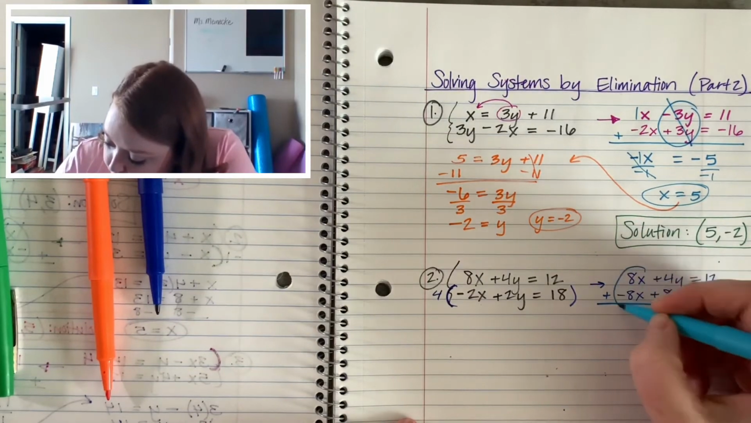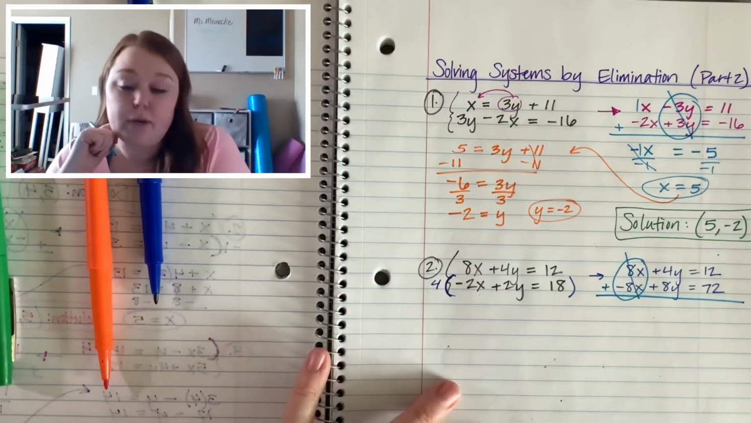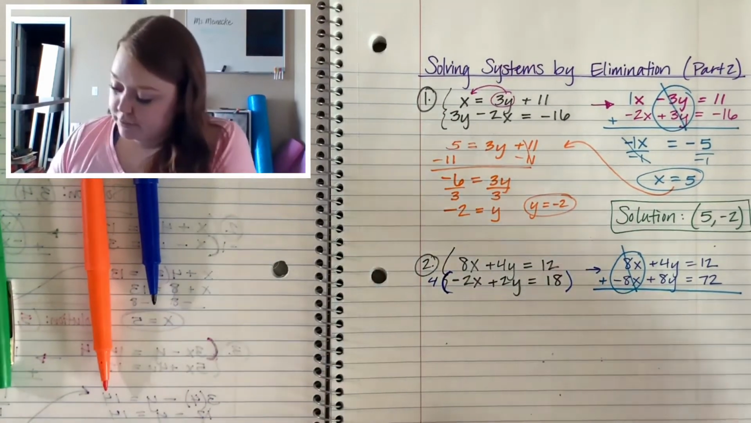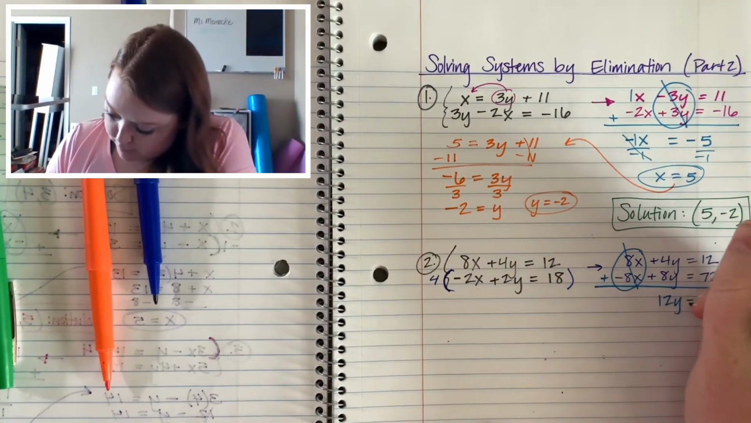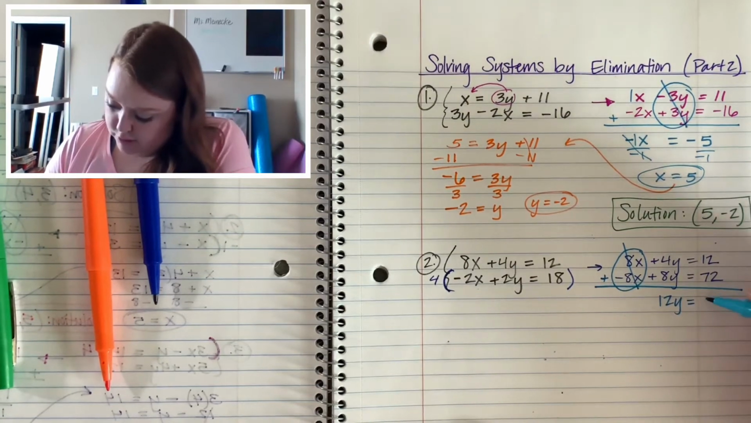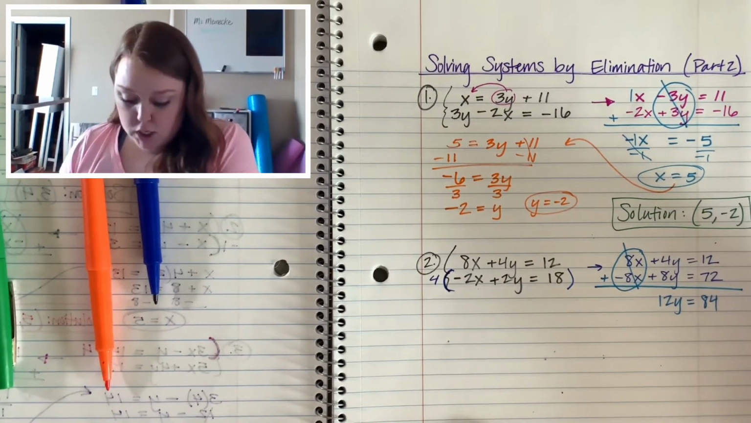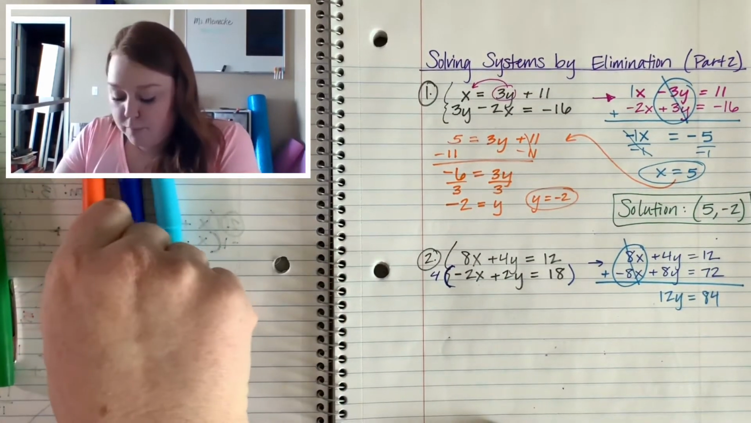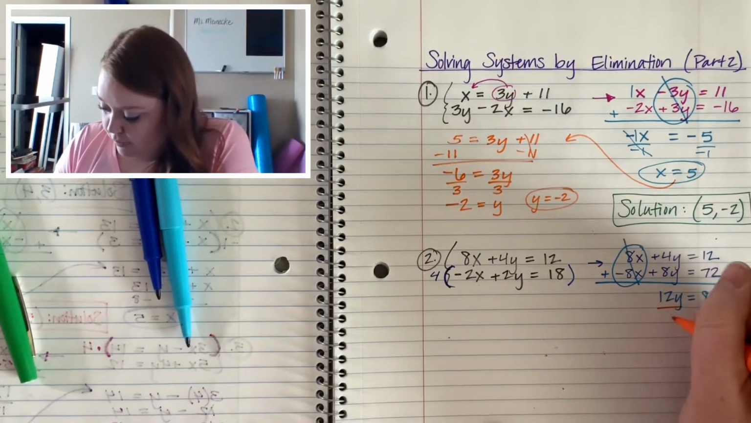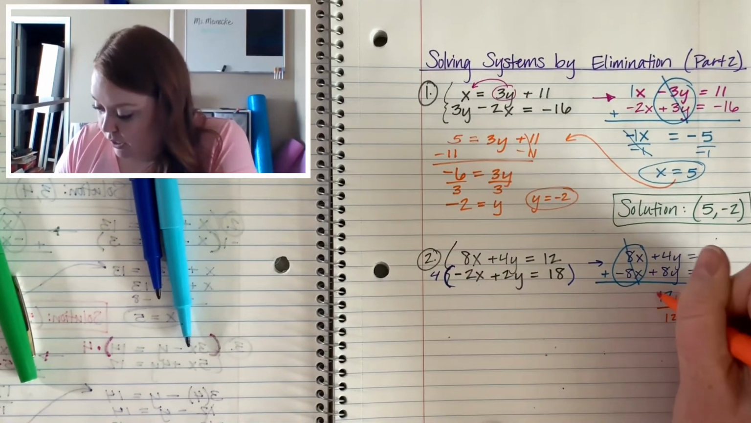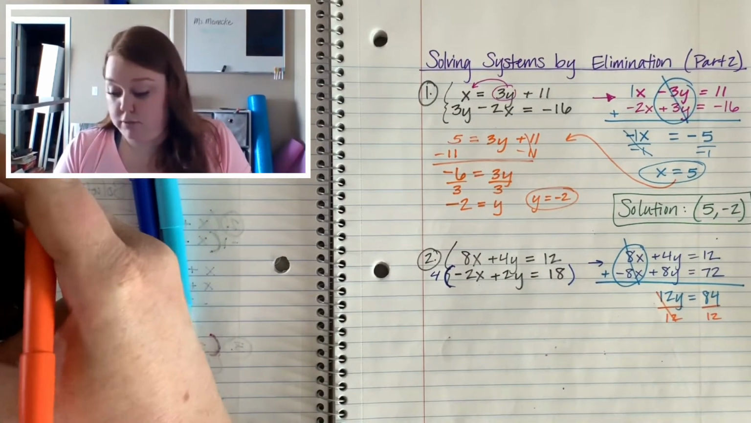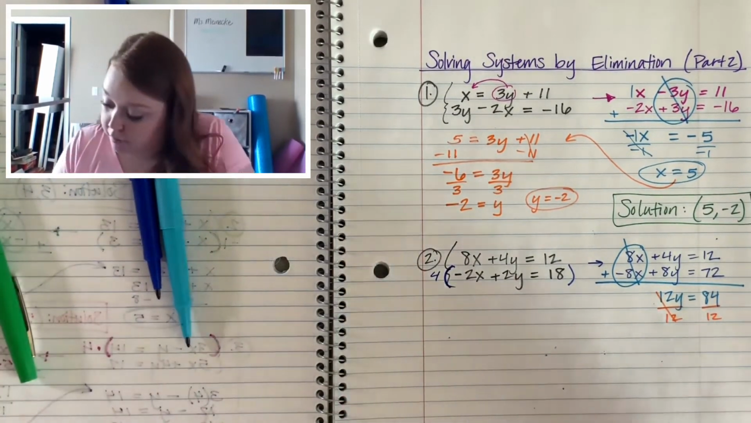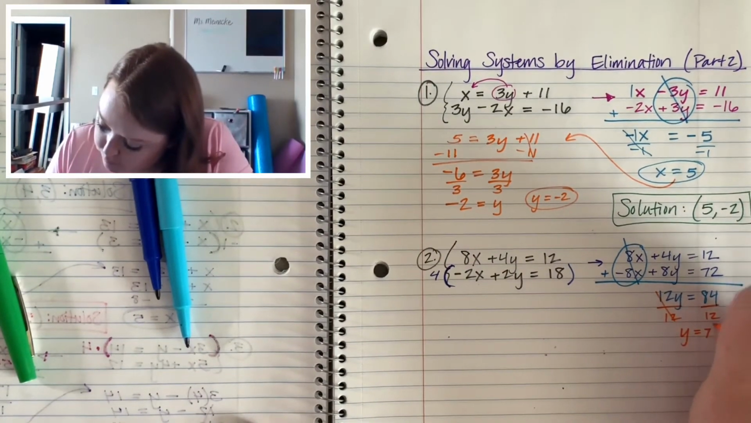Now we can see that these x's cancel. That was the whole point of that. And we add up the rest. 4y plus 8y is 12y. 12 plus 72 is 84. To get y by itself, I divide both sides by 12. 84 divided by 12 is 7. I'm just making sure. It's been a long day. Yes, it's 7. Y equals 7.